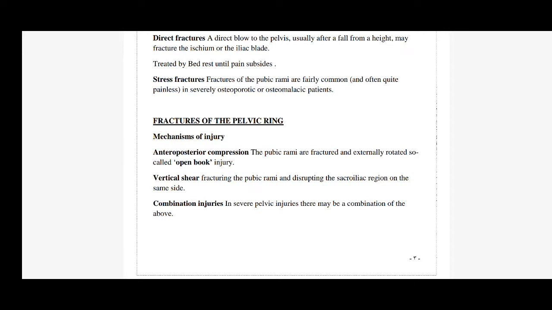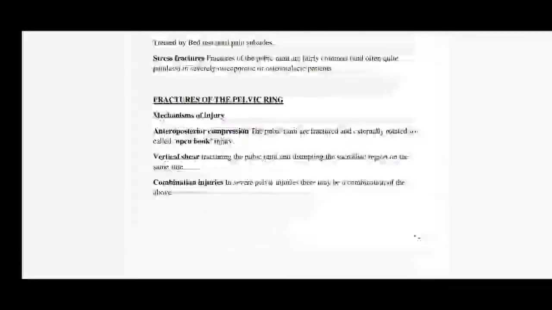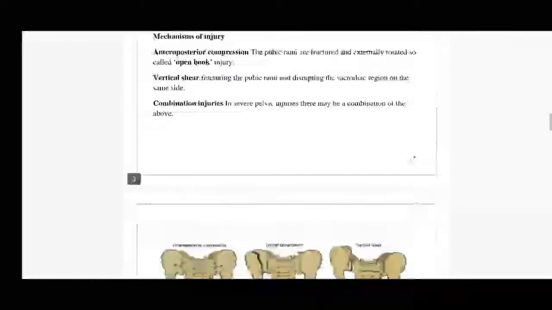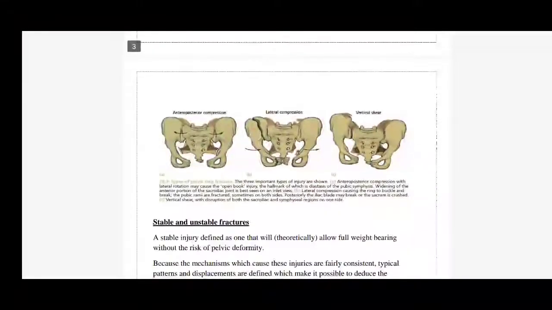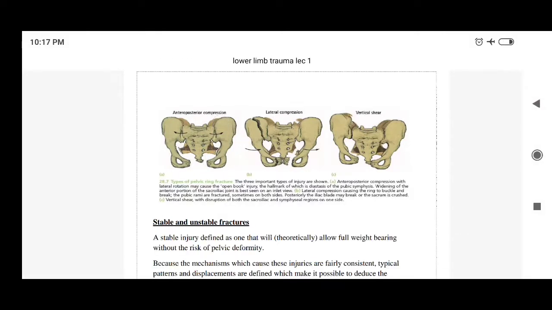Severe pelvic injuries may be a combination of the above, whether anterior posterior compression and/or vertical shear or subtypes. As shown in this picture, picture A, which means anterior to posterior compression, shows disruption of the anterior element and sprain of the posterior element, and this is the so-called open book injury.